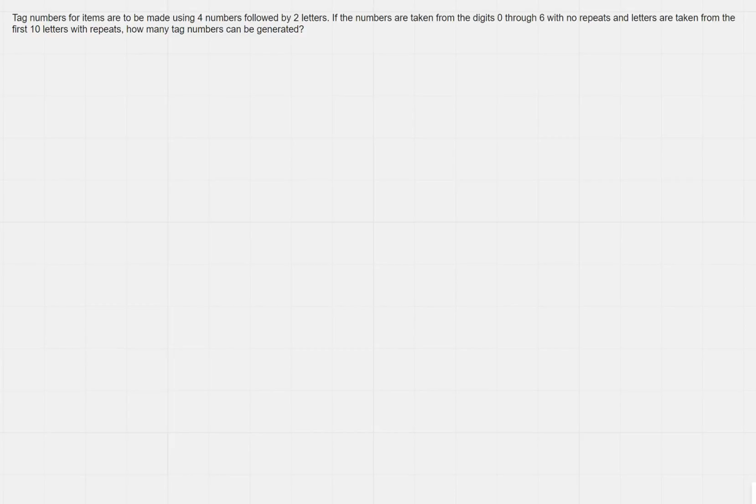We want to take a look at one of these permutation or combination problems and see how we can work through this together. So I'll let you read this statement, and when you read the first sentence you notice that you're looking to make a tag number, and it says it's going to be 4 numbers followed by 2 letters. So I know that I have 4 spaces and then I have 2, and as you notice they're different, right? So this first part right here, that's going to be your numbers. And then the second part, that's going to be letters.